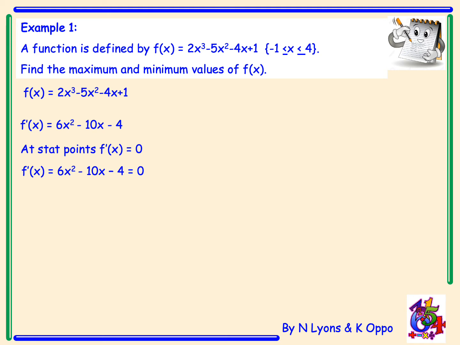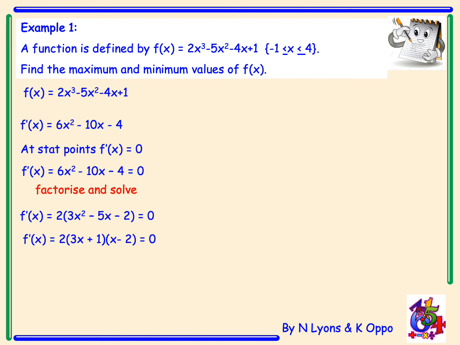Again, your first step is take out a common factor to simplify it. Factorise and solve. I've taken out a common factor of 2, and that leaves me with 2 times 3x squared minus 5x minus 2 equals 0. Now I have to factorise the quadratic, and that gives me 2 times 3x plus 1 times x minus 2 equal to 0. When I solve this, I've got 3x plus 1 equals 0, or x minus 2 equals 0, and that gives me stationary points at x equals -1/3 and x equals 2.